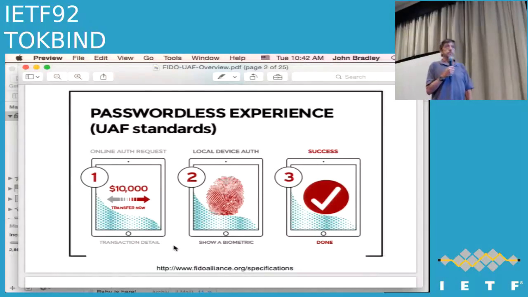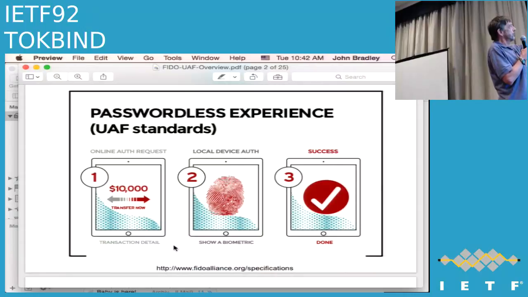Anyway, so how does it work? This is the user experience, basically. This could be the PayPal thing on a Galaxy S5. You want to pay or transfer, you swipe your registered fingerprint, your registered finger, whatever, and it works. And under the hood, there's basically a single round trip challenge response protocol.